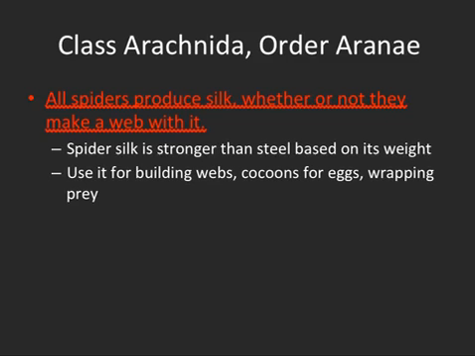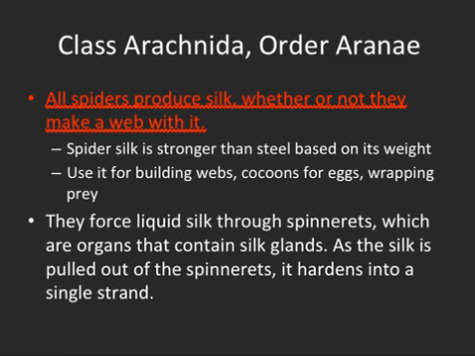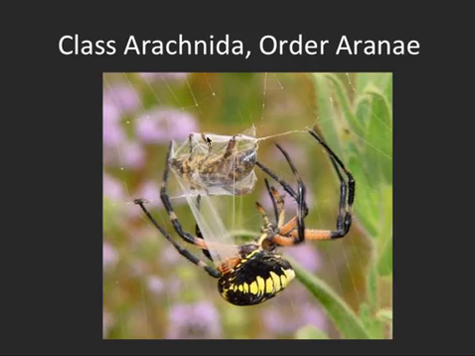Silk is also used for building webs, wrapping eggs up in cocoons, and wrapping up prey. And they just force liquid silk through their spinnerets, and it hardens into a single strand. And there is a video you can watch of a spider building a web of its silk coming out of its spinnerets. So this is a good picture too. Here are the spinnerets, silk coming out, and it's wrapping up its prey. You can also see kind of its web in the background.